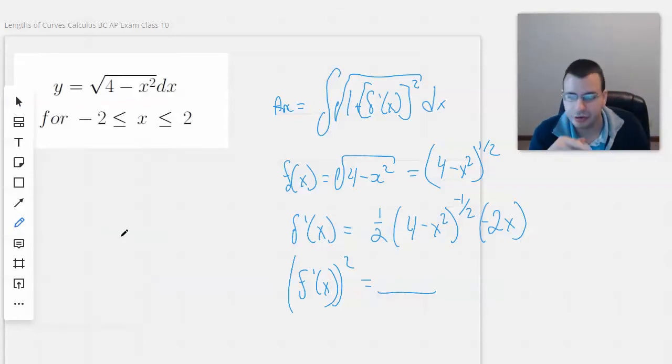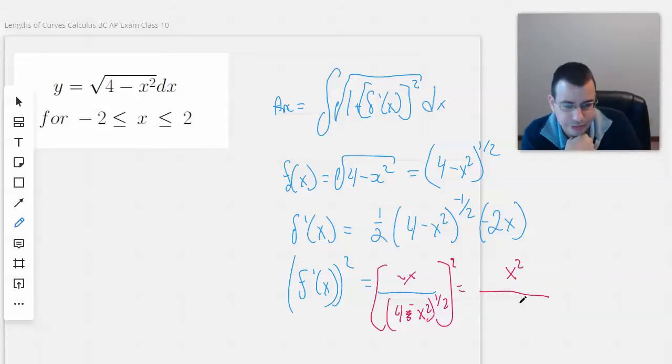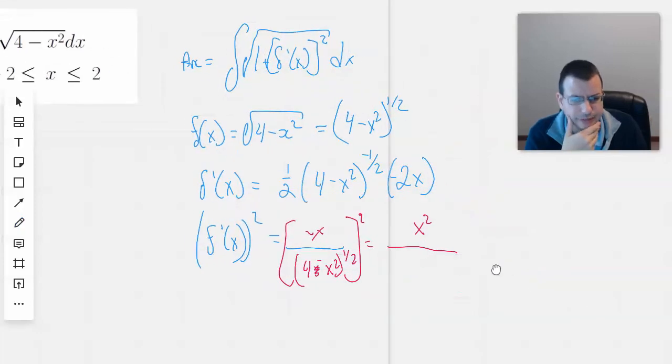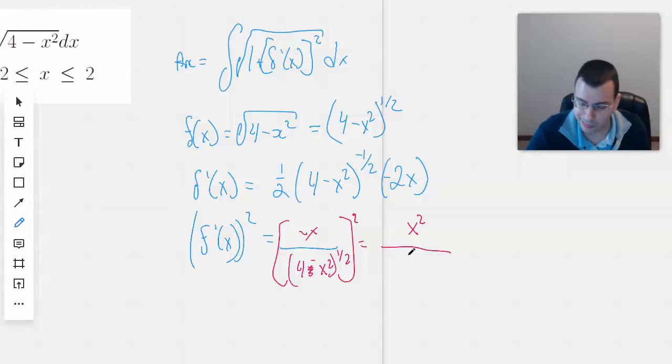Alright. First I'll write it out, then I'll square it. So we'll have negative x on top, and then we'll have 4 minus x squared to the 1/2 on the bottom. And then this whole thing should be squared. And that gives us an x squared on top. I'm worried about losing information there. Hopefully it won't come back to bite us. Maybe it will. Maybe it will.